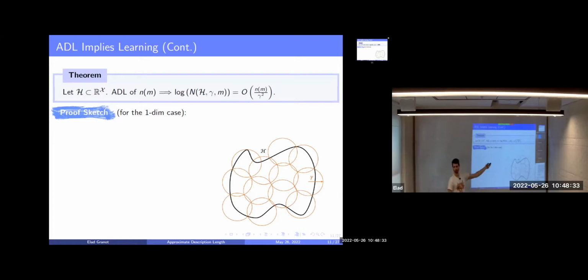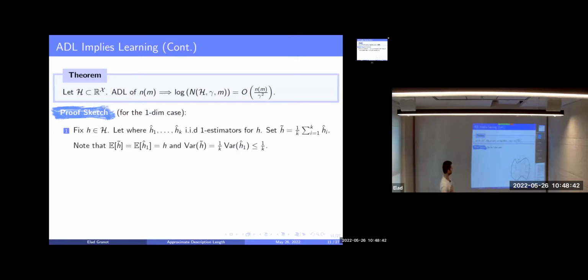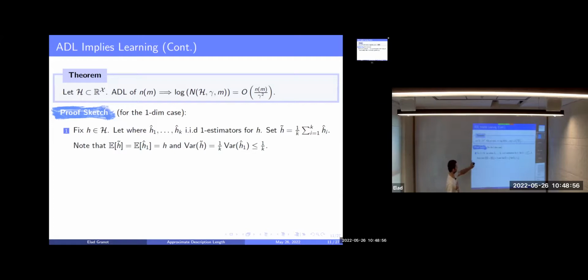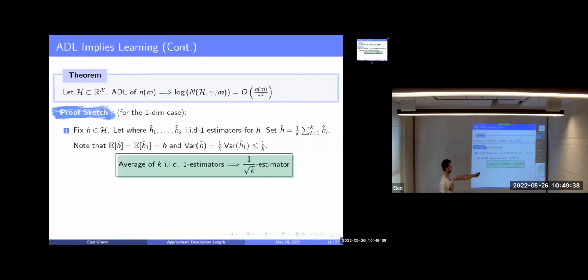So how will we bound it? We will show a covering that is made due to our ADL. Remember, we need to find a covering of size gamma, and we want to upper bound the number of functions in this cover. We'll do it in 2 steps. First, assume some function h. We know that h has an ADL, which means there is an estimator for every function. An estimator is a random variable, so we can create k independent estimators for the same function h. By averaging them, the expected value of the average doesn't change, but the variance of the average is decreased by a factor of k. So by averaging k IID estimators, we managed to create a 1 over square root of k estimator.